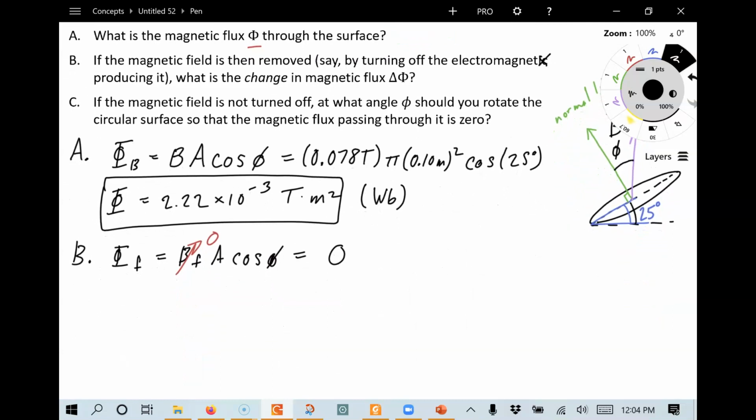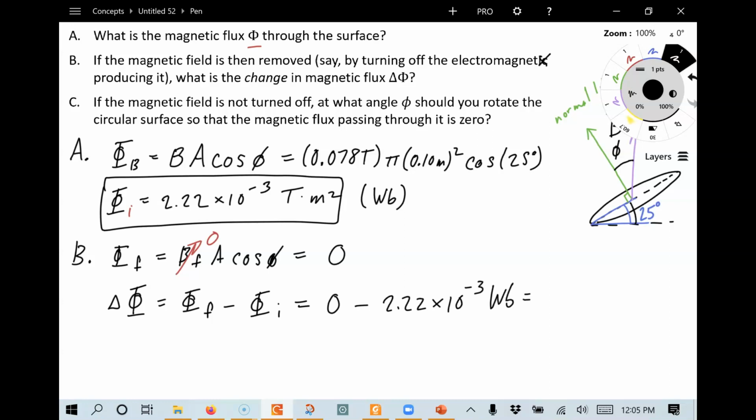We actually want to know what is the change in magnetic flux. So let's call this the initial value when the field was on, and the change in magnetic flux, delta phi equals phi final minus phi initial is equal to 0 minus 2.22 times 10 to the minus 3rd Webers. And so we're just going to end up with this number here.